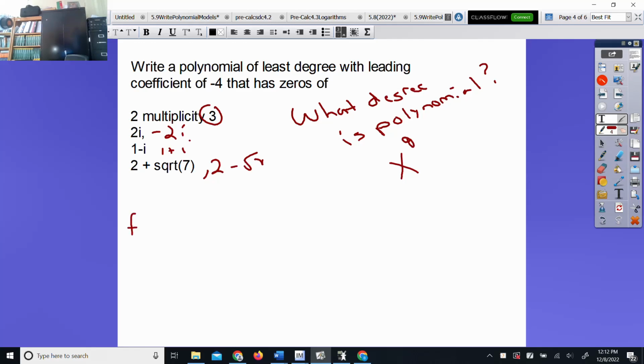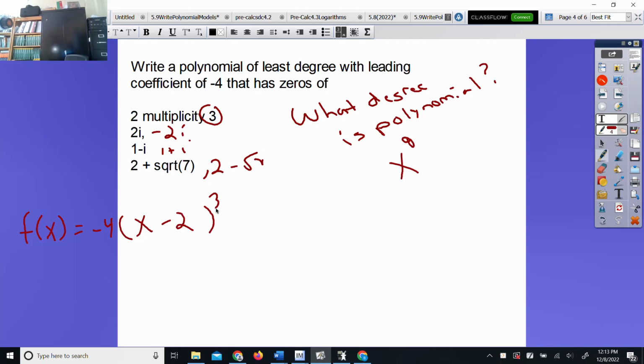You probably need to write small. I actually need to start a little bit farther to the left. What's the leading coefficient? Negative 4. Our first zero is 2. What's the factor? x minus 2. Where do you show off that multiplicity? By cubing it, as an exponent. Multiplicity is shown by writing an exponent. This is the only one that had a given multiplicity, so that's the only one we have to worry about having an exponent.